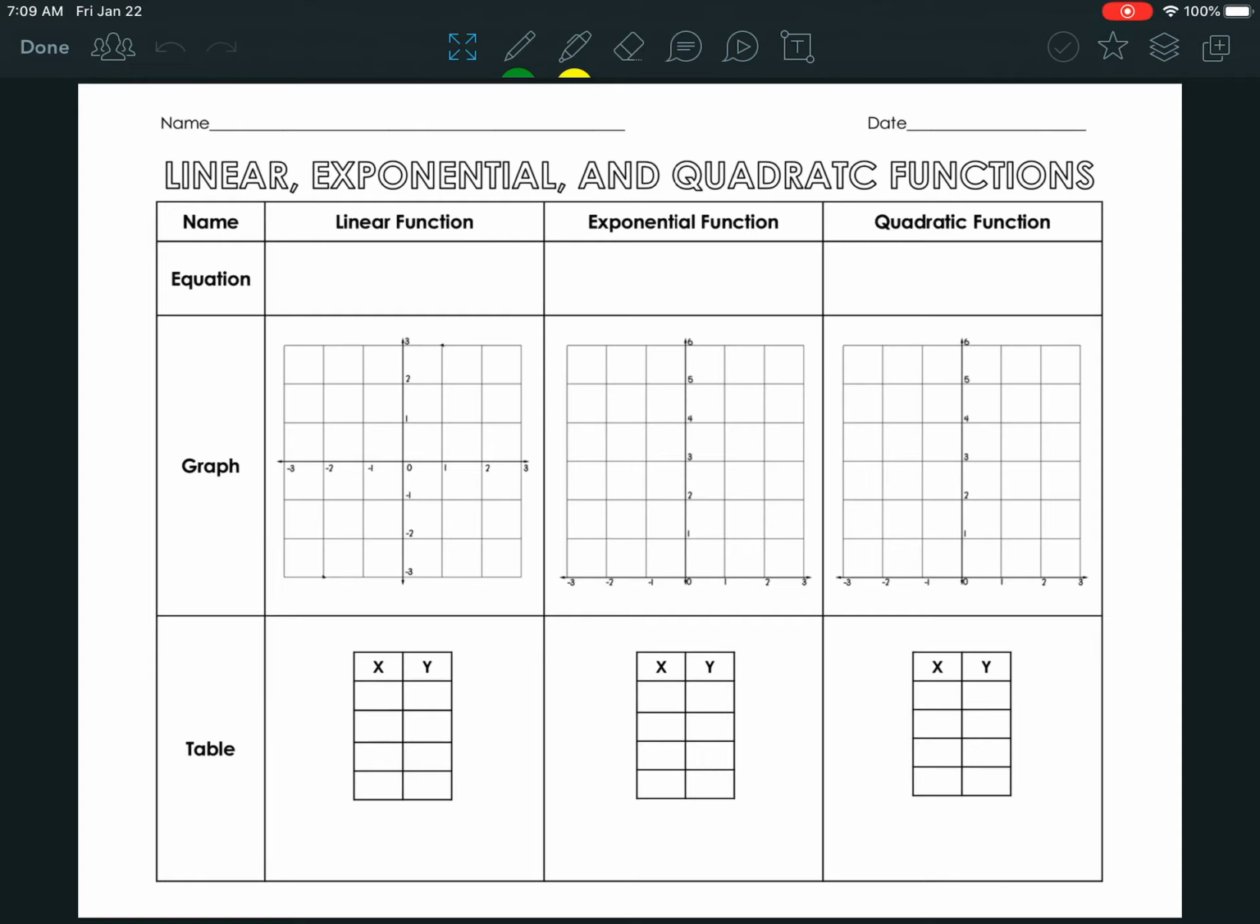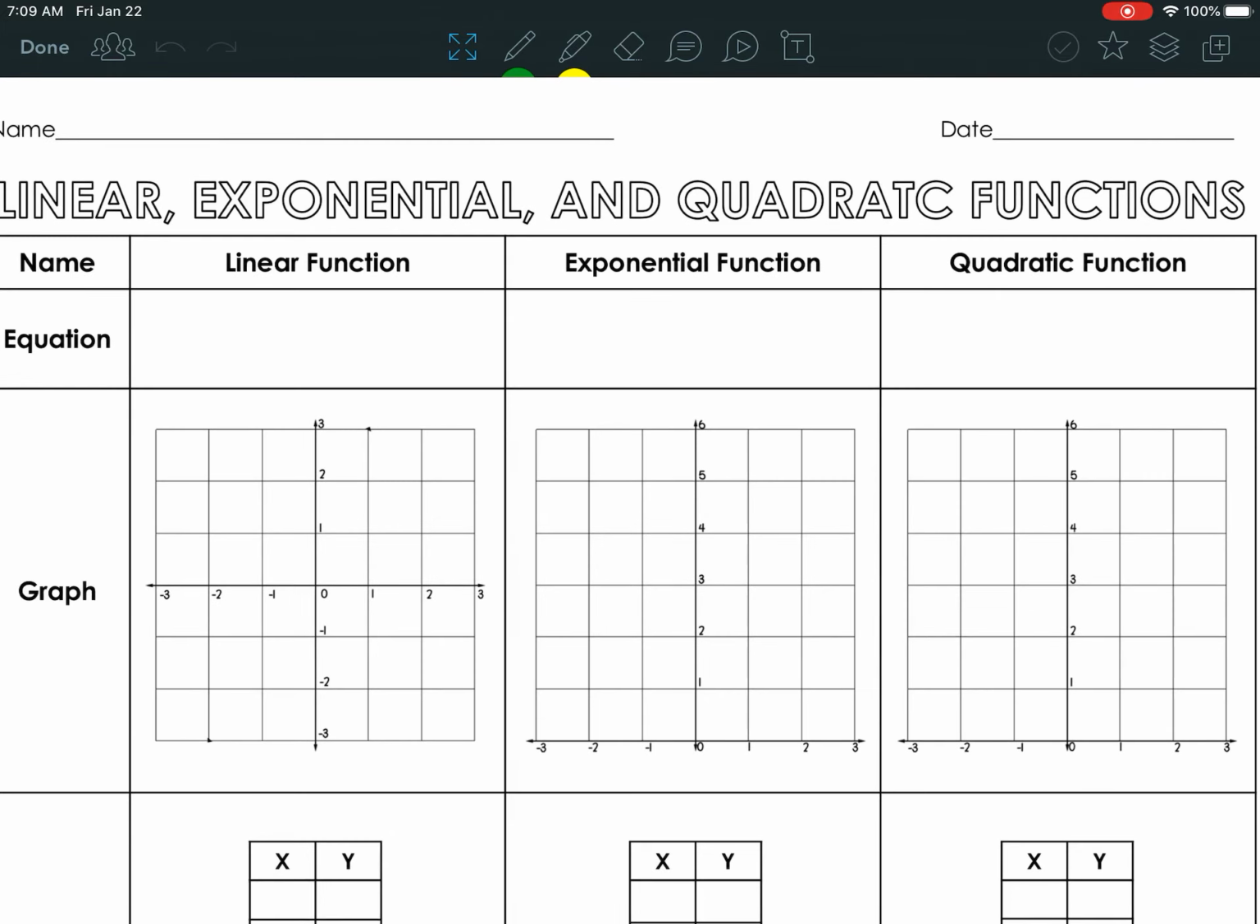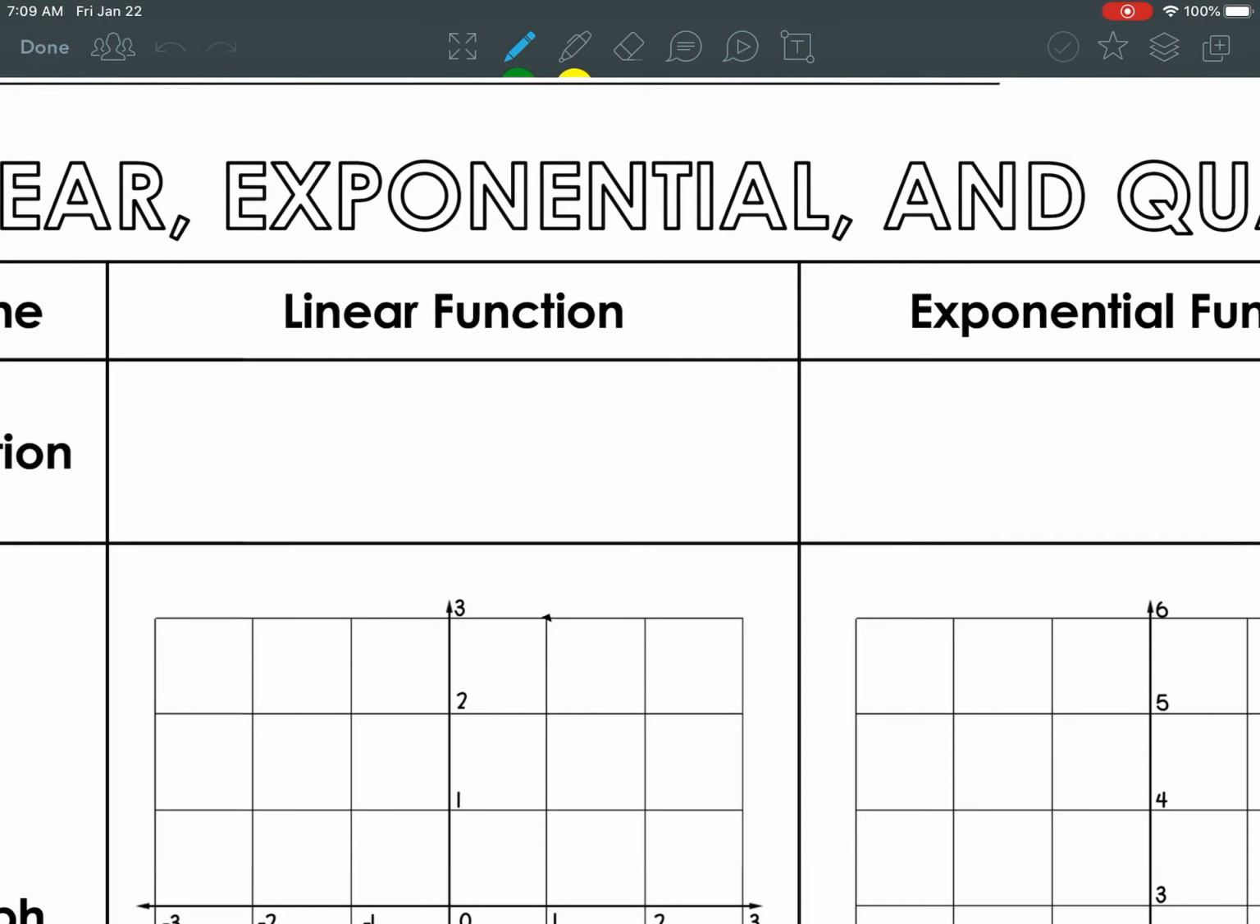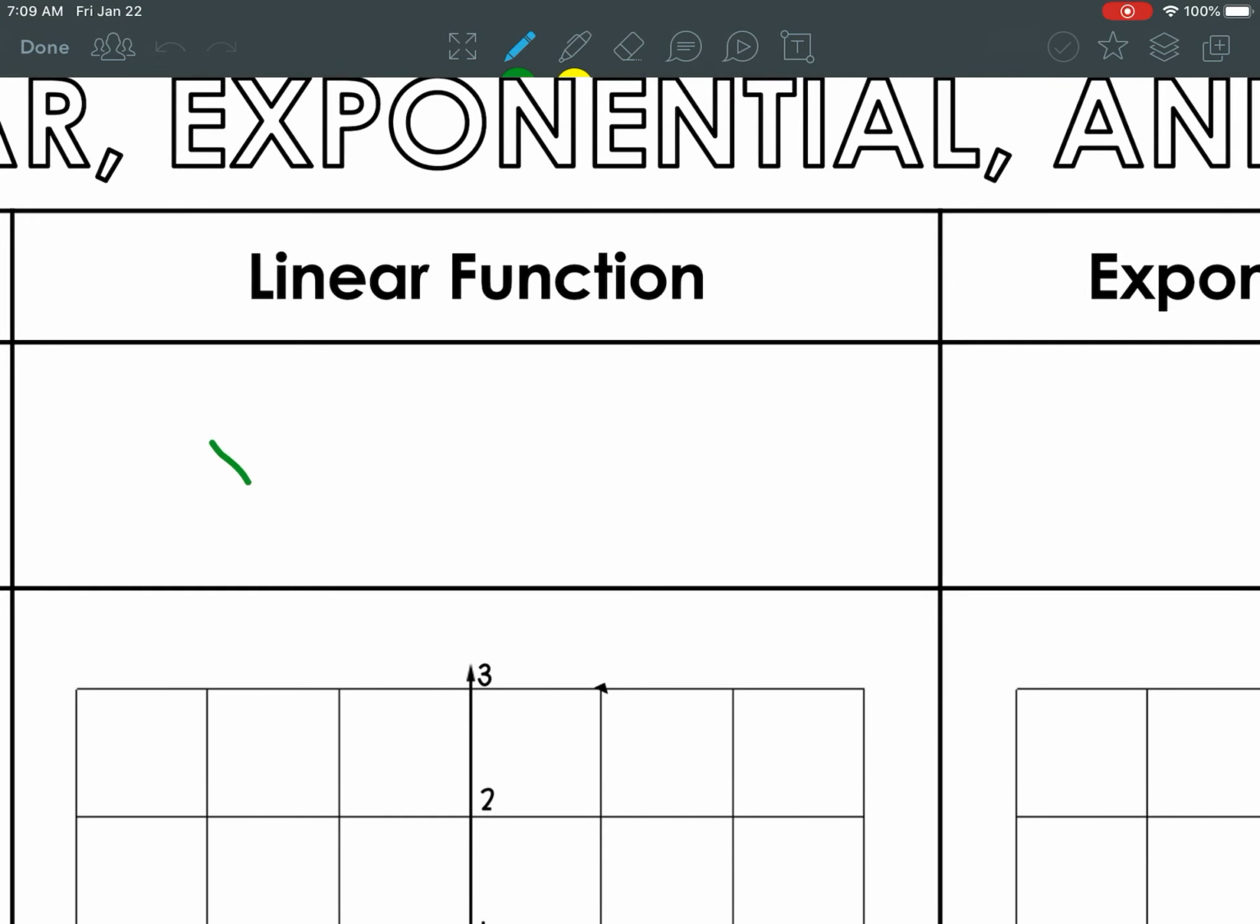So we're comparing three types. We've talked about linear this year. Exponential is what we're getting into. And then quadratic comes later on in the year, but I'll at least introduce you to some features of a quadratic function. So first of all, let's just look at the difference between the three types of equations.